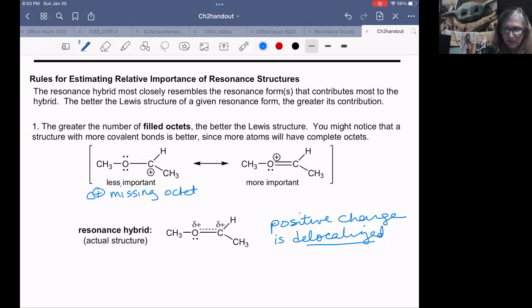Where in the next one, where we have the electrons being shared as a pi bond, this carbon now has a filled octet, and the oxygen also has a filled octet. So this is the better resonance structure.